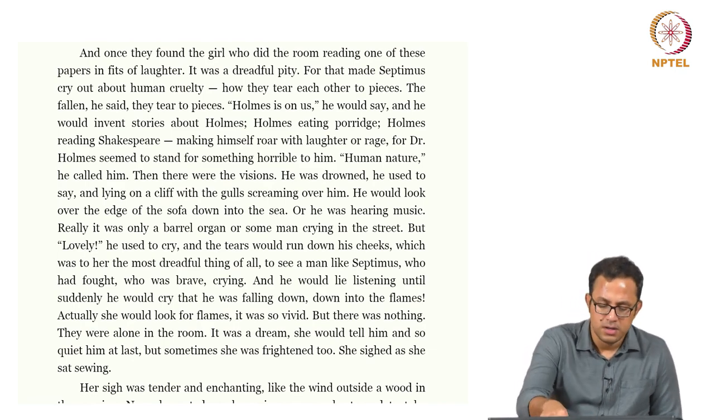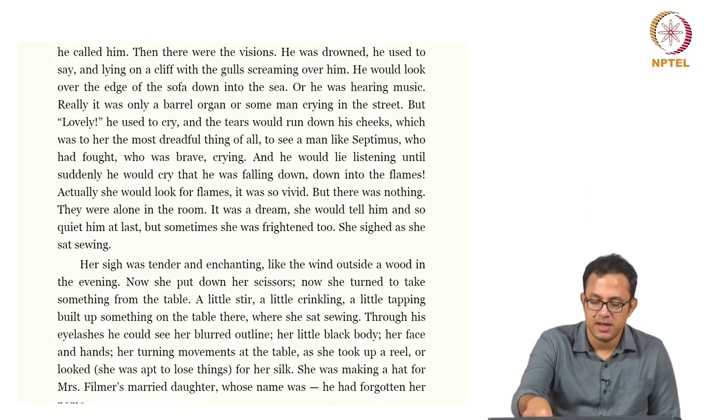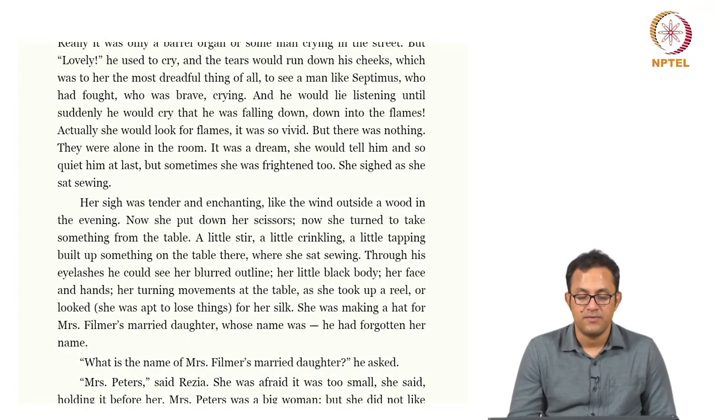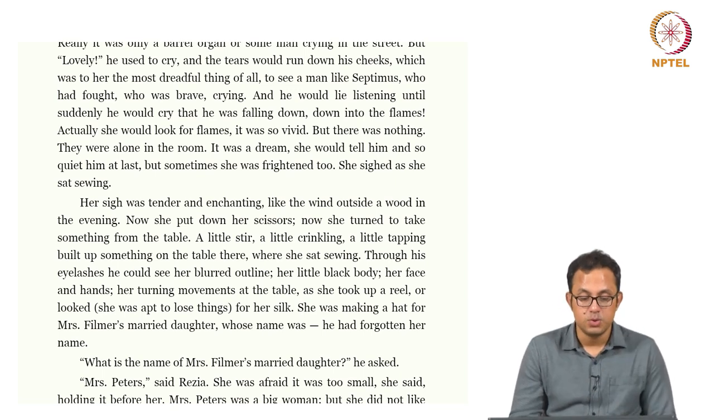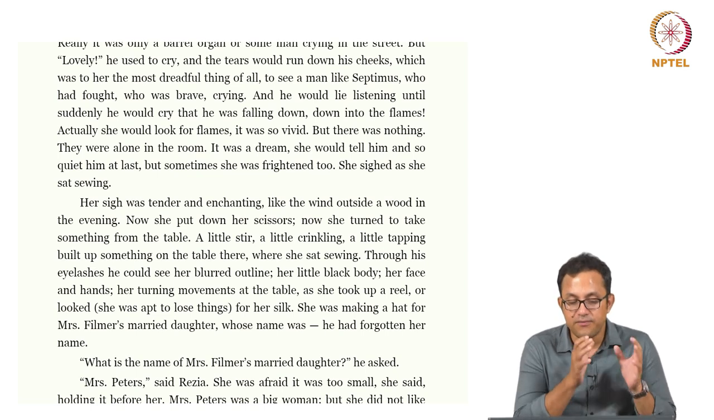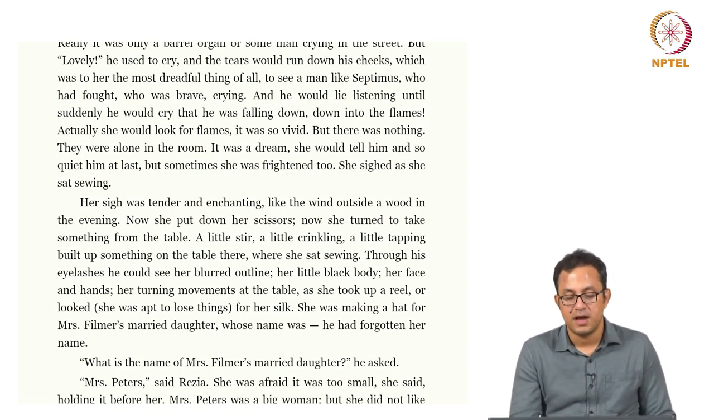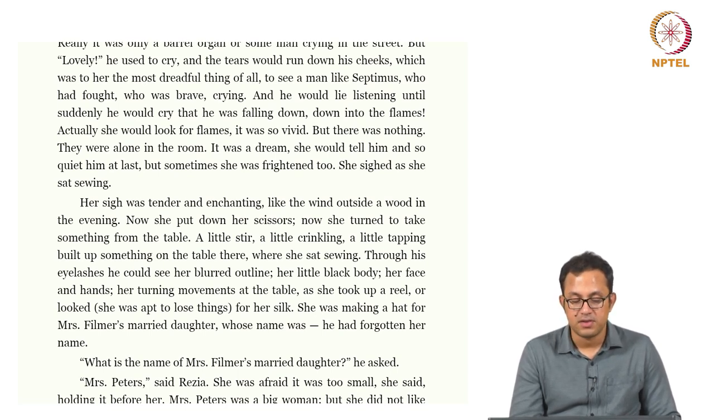Her sigh was tender and enchanting, like the wind outside a wood in the evening. Now she put down her scissors. Now she turned to take something from the table. A little stir, a little crinkling, a little tapping built up somewhere, something on the table where she started sewing. Through his eyelashes, he could see the blurred outline, her little black body, her face and hands, her turning movements at the table. As she shook up a reel or looked, she was after those things for a silk. She was making a hat for Mrs. Filmer's married daughter, whose name was, he'd forgotten her name.